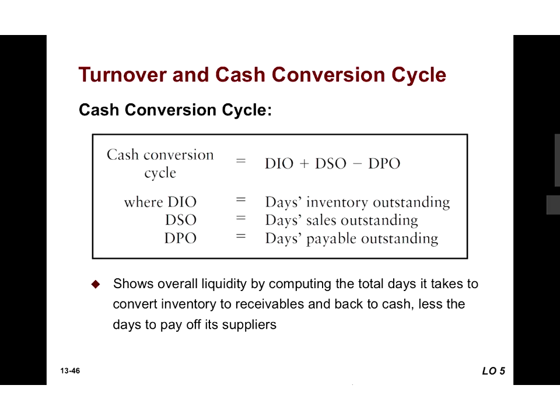So we're talking about days inventory outstanding. How long does it take us on average to sell our inventory? And then how long does it take us on average to collect the cash for the sale? And then how long on average does it take us to pay our bills? That's the cash conversion cycle.